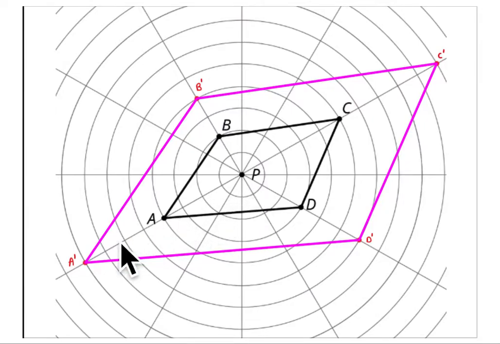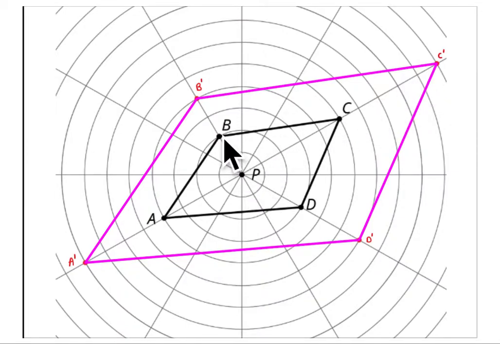So A goes to A prime, B goes to B prime, C goes to C prime, and D goes to D prime. Scale factor of 2, this is 1 unit, 2 units, 3 units. So a total of 6 units because 2 times 3 is 6. Oh, actually, that's not true. This is 1 unit, 2 units, 3 units, 4 units, 5 units. So 2 times 5 is 10. So 1, 2, 3, 4, 5.